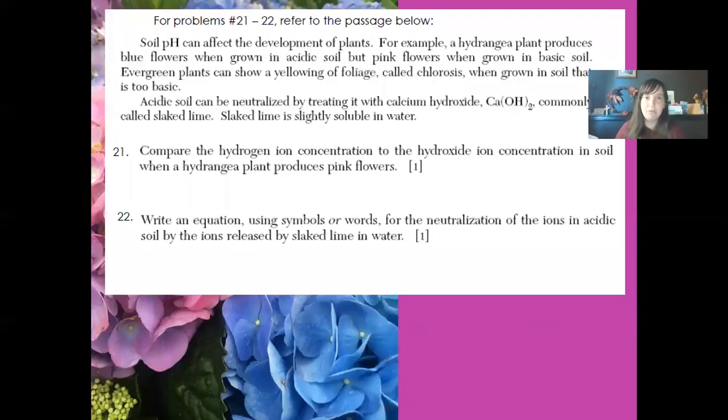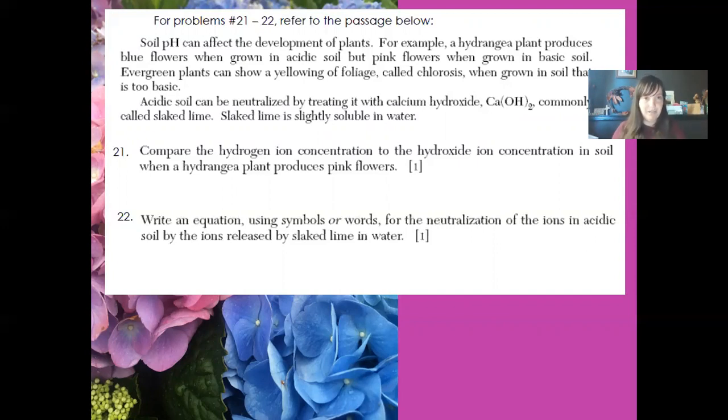For problems 21 to 22, we're going to refer to the passage below. Soil pH can affect the development of plants. For example, a hydrangea plant produces blue flowers when grown in acidic soil, but pink flowers when grown in basic soil. Evergreen plants can show a yellowing of foliage called chlorosis when grown in soil that is too basic. Acidic soil can be neutralized by treating it with calcium hydroxide, Ca(OH)2, commonly called slaked lime. Slaked lime is slightly soluble in water.